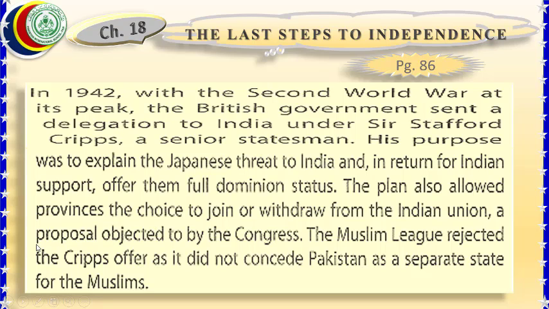Dear students, now the explanation of these lines: the British government sent a mission to the subcontinent in 1942, headed by Sir Stafford Cripps. It tried to unite all the political parties on some points, but it failed in its attempt. Cripps didn't declare any party responsible for the failure of the mission. He accepted the failure himself.